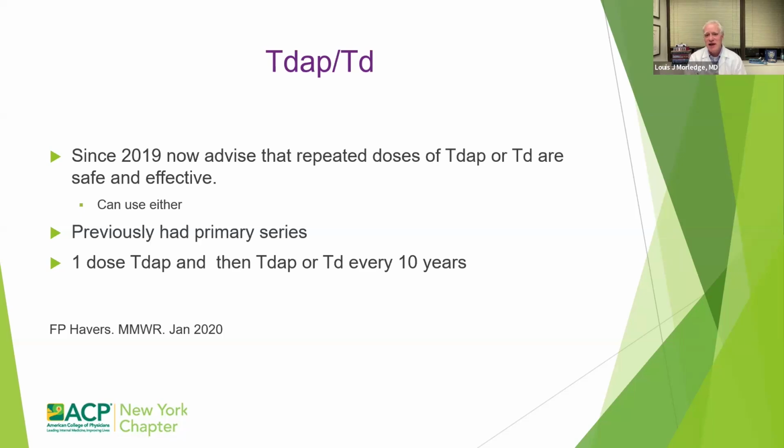Since 2019, it's now advised that repeated doses of Tdap or Td are safe and effective, and you can use either vaccine. If they've previously had a primary series, then you can receive Tdap or Td every 10 years.